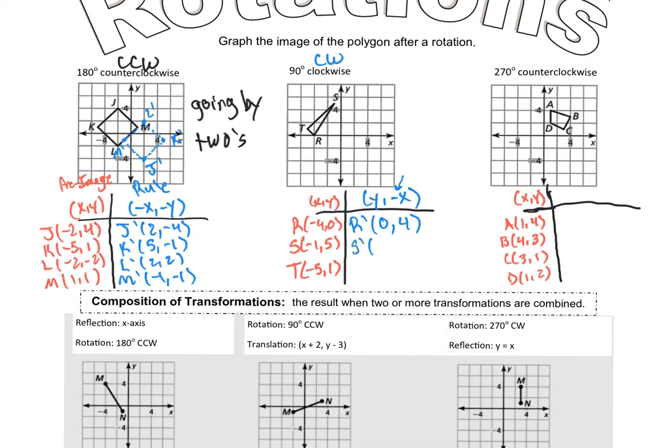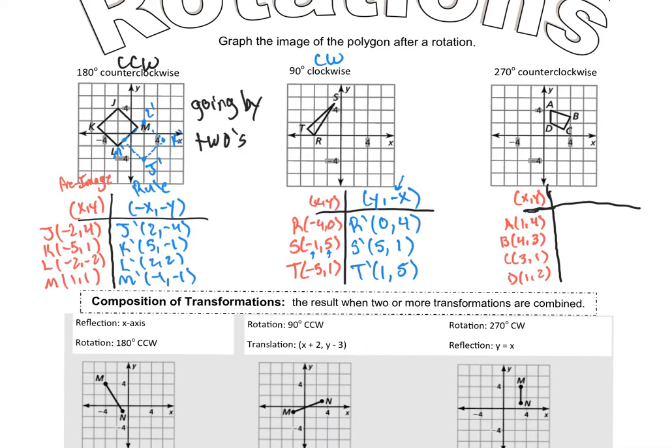Let's look at S prime. Take it slow again. Y comes first. Well, the Y value for S is this 5, so 5 is going to come first, doesn't change. Next is your X value, which from S was this negative 1 here, and it's going to change sign because there's a negative sign there, so it's a positive 1. And then T prime. So the Y value comes first, which is 1, doesn't change sign. X value comes second, which is negative 5, but it does change sign, so it's going to be positive 5.